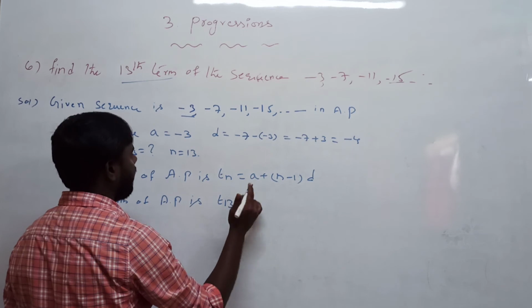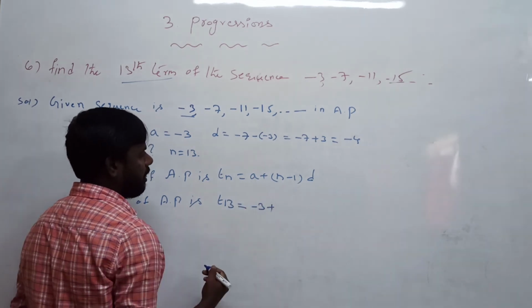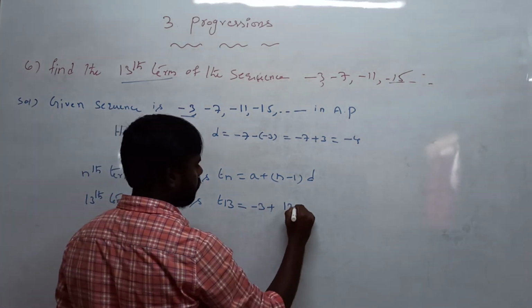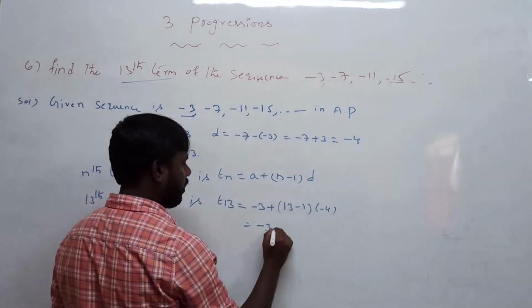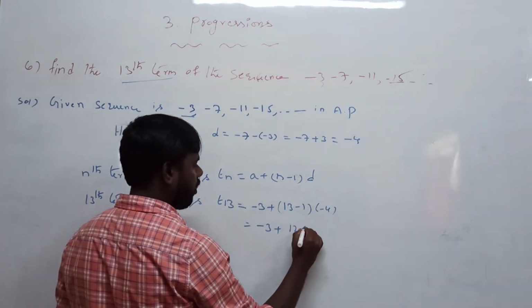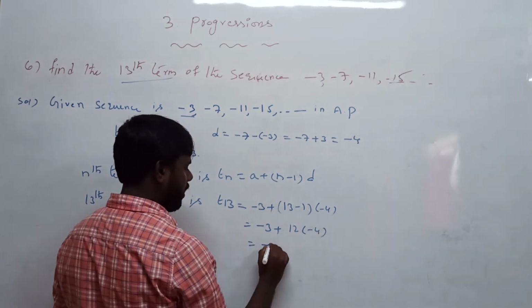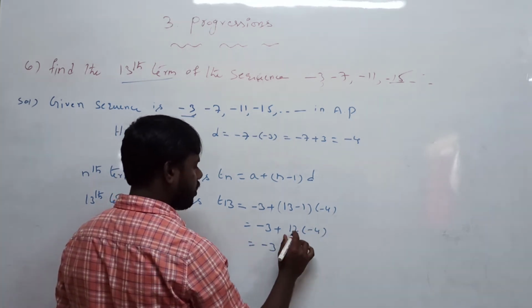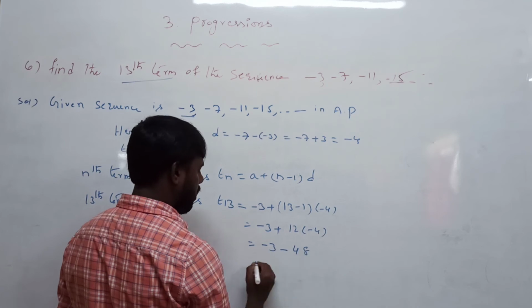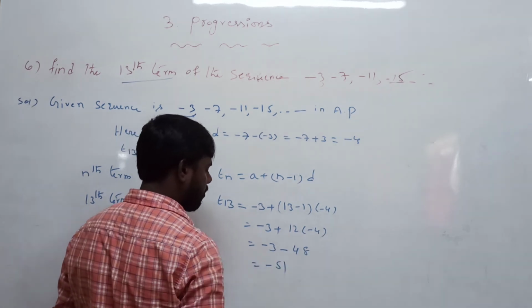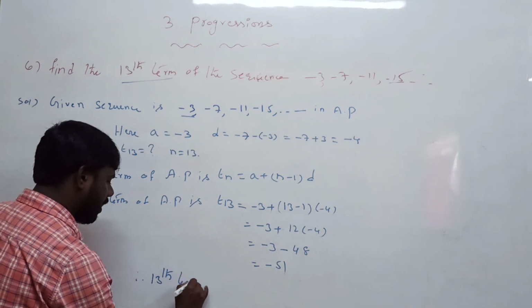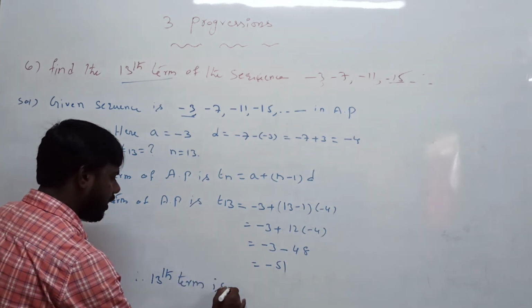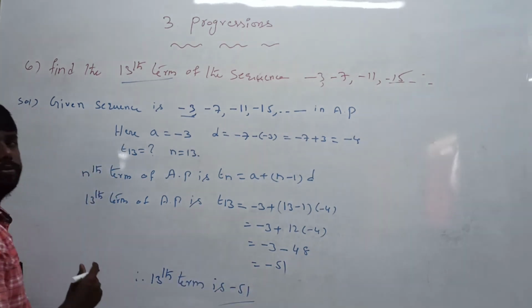Applying the values: a is minus 3, n is 13 minus 1, into d, which is minus 4. So minus 3 plus (13 minus 1) into minus 4, that is 12 into minus 4, which is minus 48. Minus 3 minus 48 is minus 51. Finally, the 13th term is minus 51.